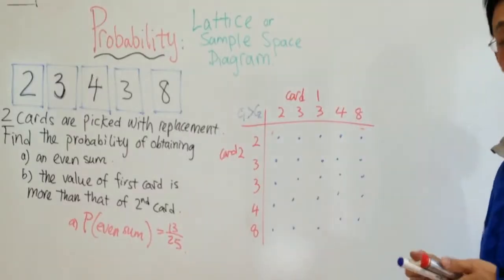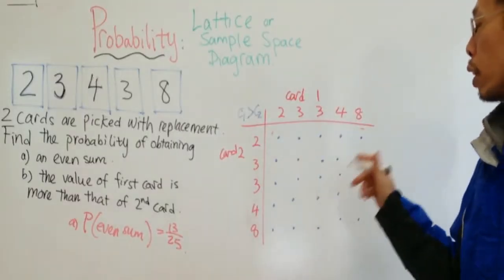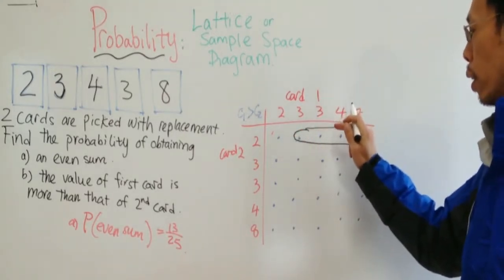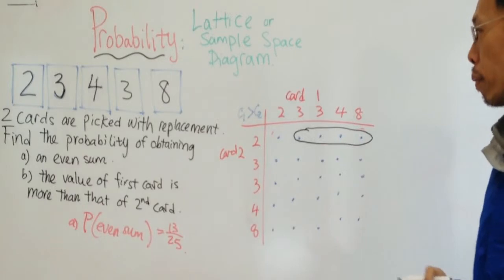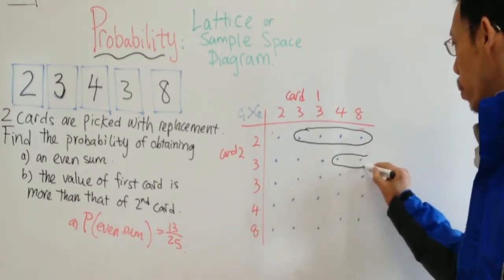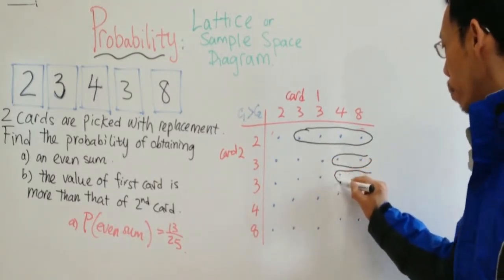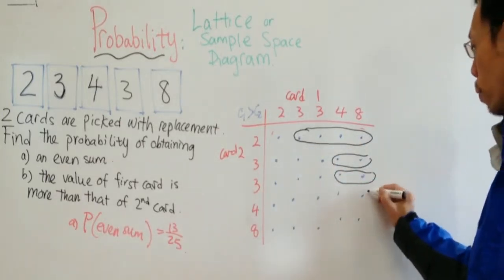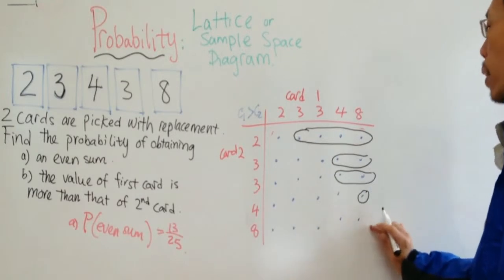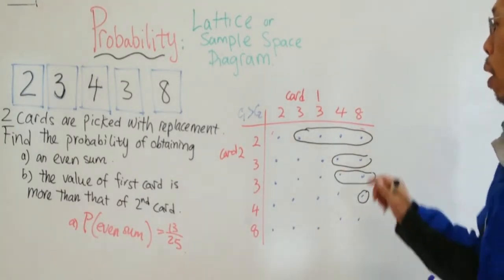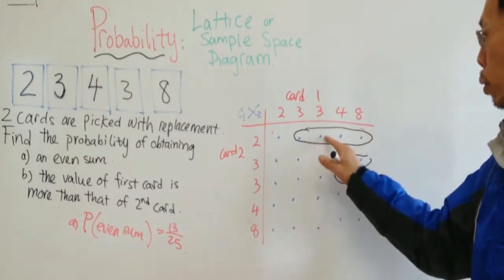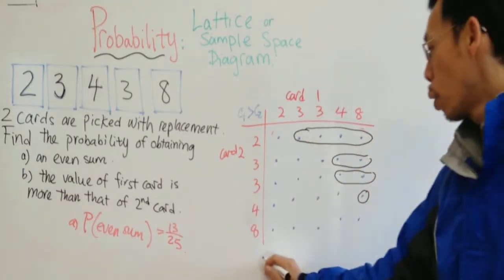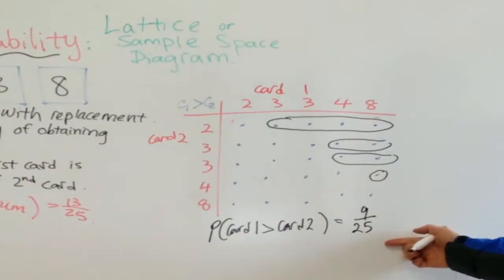Now I'm going to identify the case where the first card is more than the second card. So all this first card is more than the second one, and the first card is more than the second one. 4 is more than 3, 8 is more than 3, and so on. 4, this one, and 8, nothing is more than 8. They are the same. So how many possibilities do I have? 1, 2, 3, 4, 5, 6, 7, 8, 9. So I have 9, so probability for the 25.